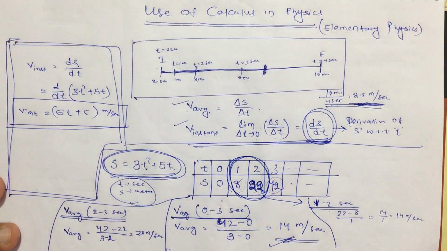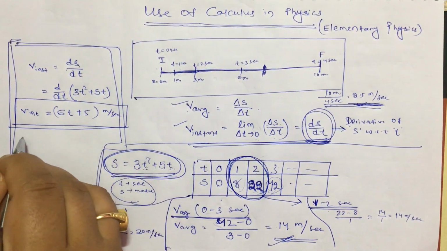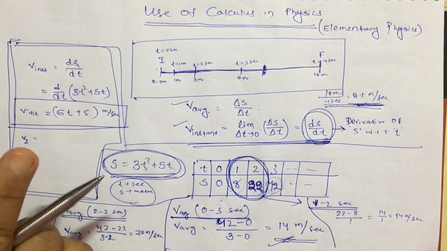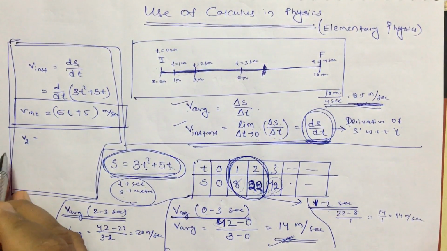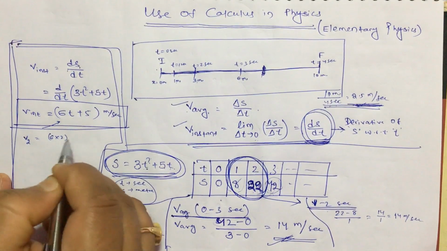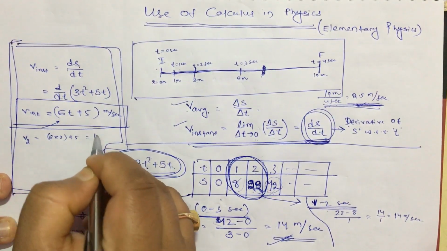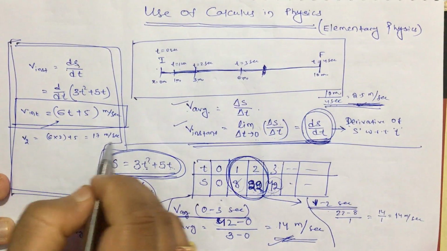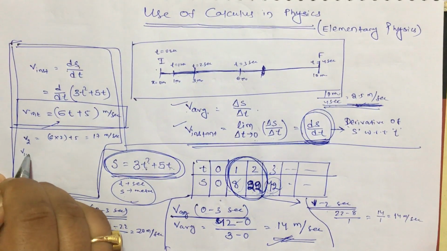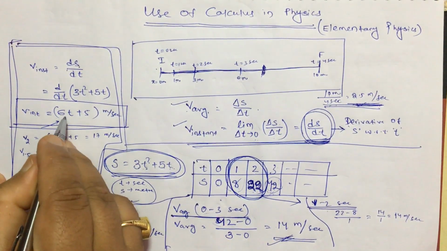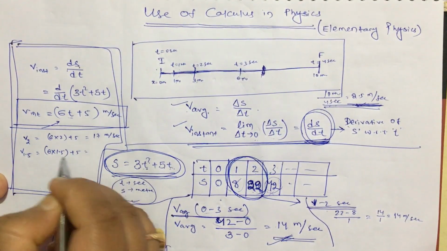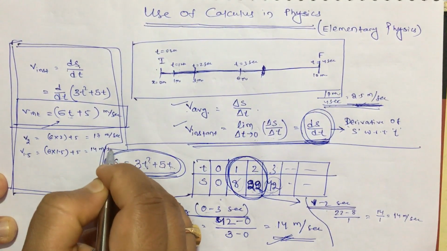Now once you find this answer, if someone asks you what is the speed at 2 seconds, not between 1 to 2, but at 2 seconds, then what do you have to do? Just put t equal to 2 here. So it is 6 into 2 plus 5. What is the answer? 17 meter per second. So it was 17 meter per second at exactly 2 seconds. Or if someone asks what was the speed at 1.5 second, then put 1.5. So it is 6 into 1.5 plus 5. So it is 9 plus 5, so it is 14 meter per second.